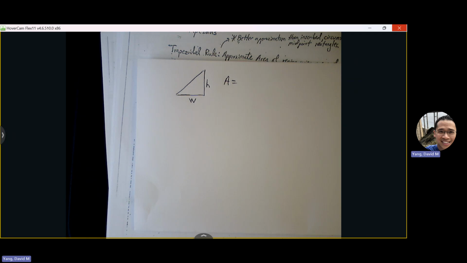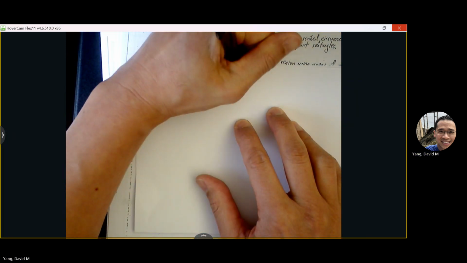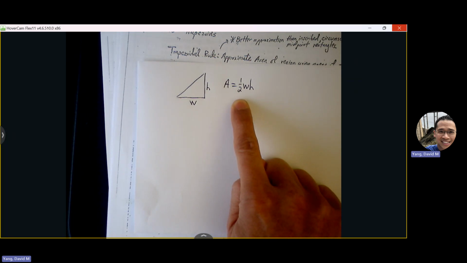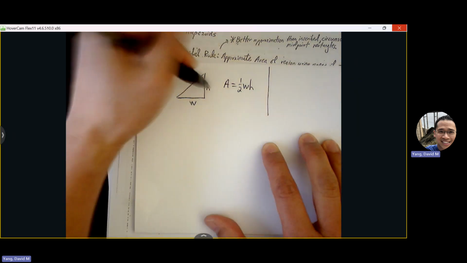Width times height or base times height? Just base times height? Okay, because base times height is a rectangle, right? If you cut a rectangle in half, you're going to get a triangle. So, all right, we're good with this, right? You guys all know this formula, right? So we're going to base off of this.